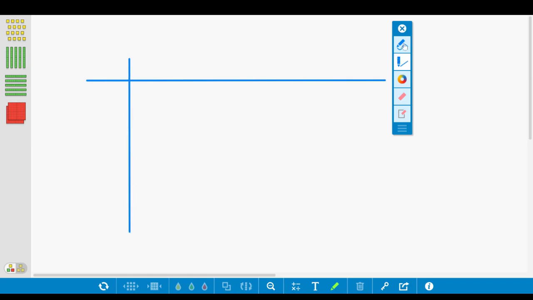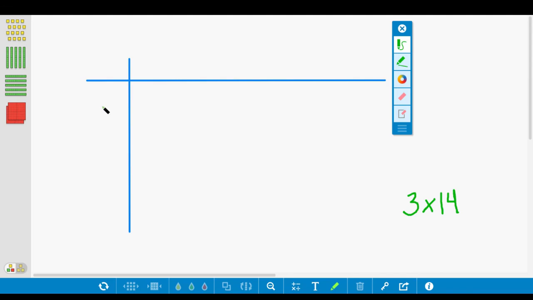And then I want to write out the problem that we're going to be working with today. So today we're going to be looking at the problem 3 times 14, or I'd like to rephrase that and say 3 groups of 14. So that's what we're going to be talking about here. And when using our base 10 blocks, we're going to really be focusing on place value.